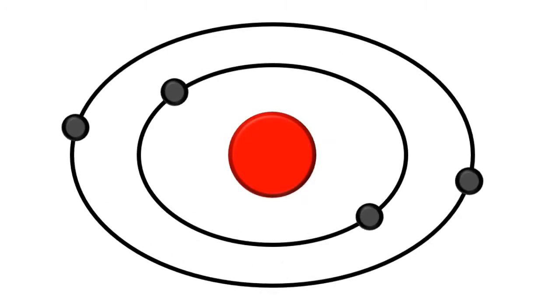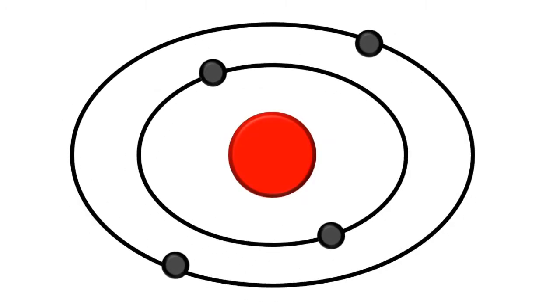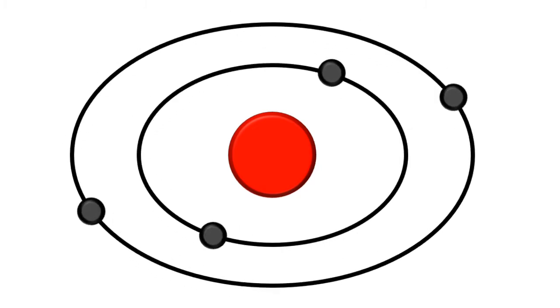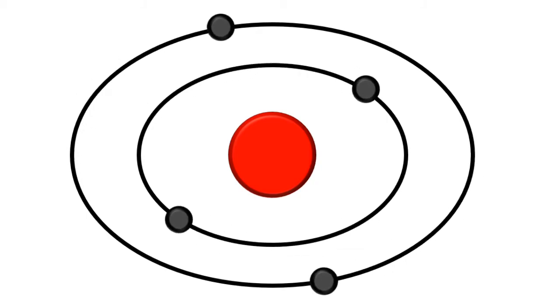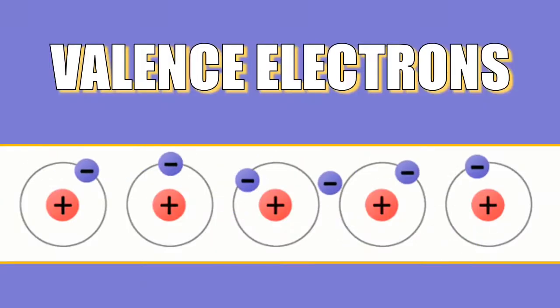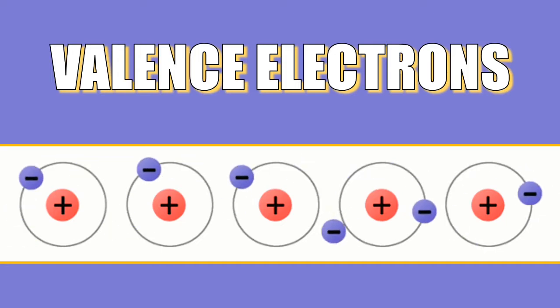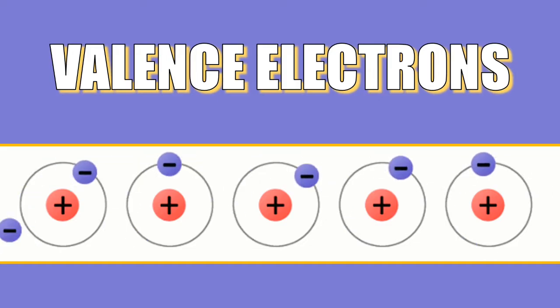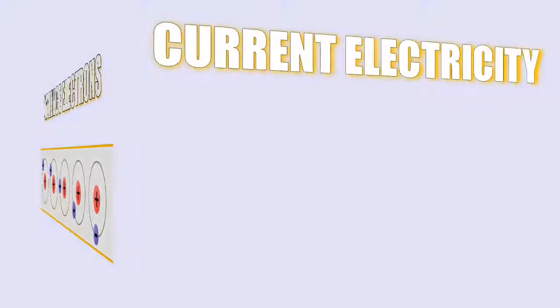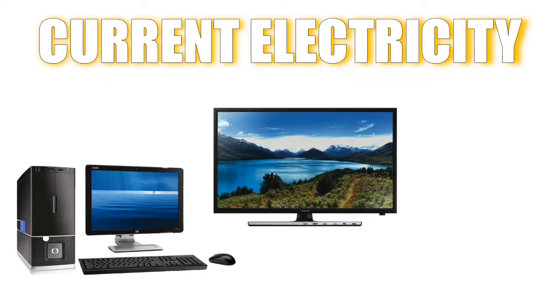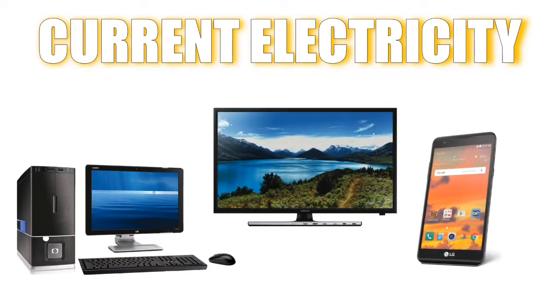Freed electrons can create electricity. Electrons on the outermost shell of each atom do not require a lot of force to be moved. These electrons are known as valence electrons. These valence electrons can easily latch onto other atoms nearby and constantly repeat the process of flowing from atom to atom, creating an electric current. Current electricity can power appliances like our computers, TV, and cell phones.